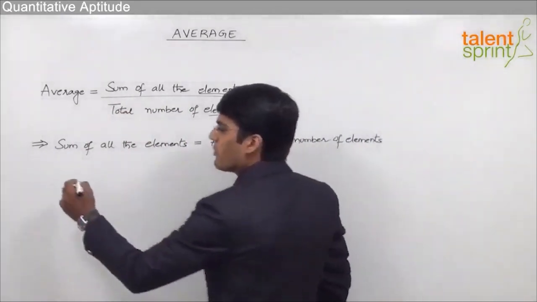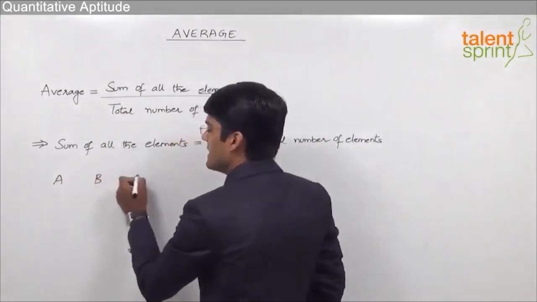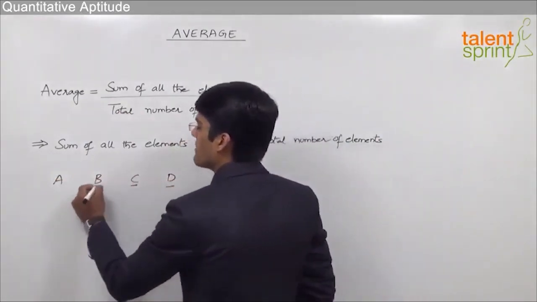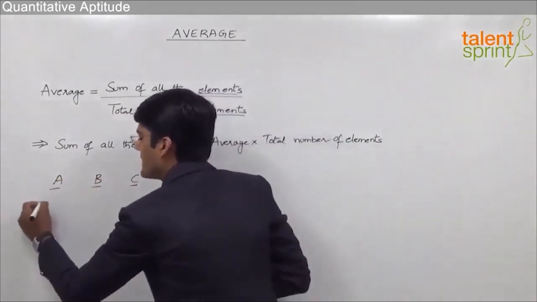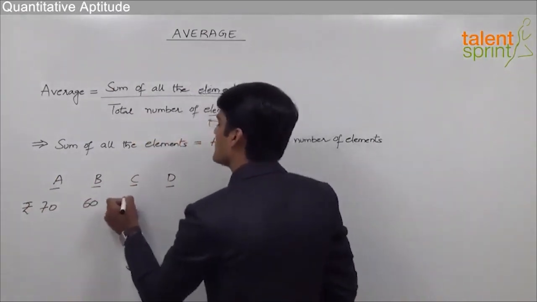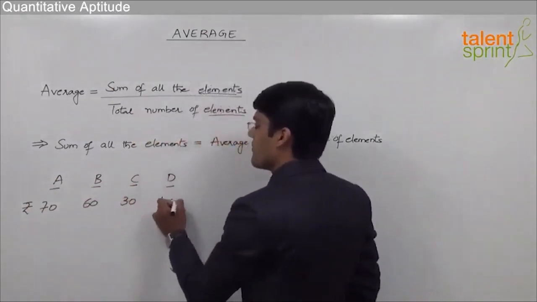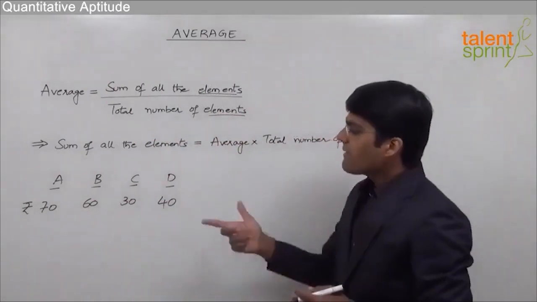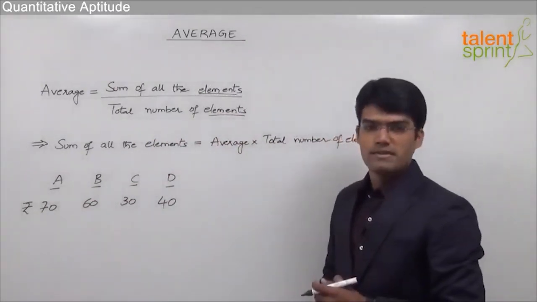Let us say there are 4 persons A, B, C and D, and each one of them has got some amount. For example, let's say A has got 70 rupees, B has got 60 rupees, C has got 30 rupees and D has got 40 rupees. Now what will be the average sum of money with these 4 persons?